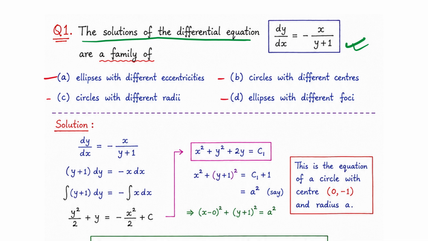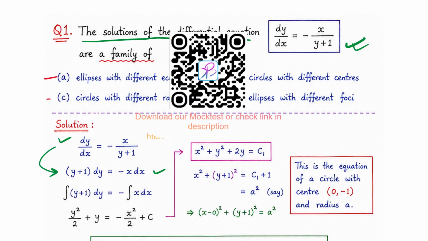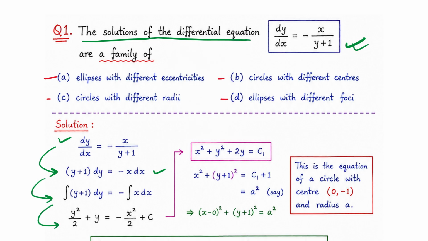At first, we'll write the differential equation. Then we will multiply by y plus 1 on both sides, and we get this step. And then we integrate the equation. After integrating, we get the integrated form along with a constant of integration, which if we rearrange, we'll get this equation. Now, if we add some constant and try to rearrange again, you get an equation something like this, which is an equation of a circle with the center at (0, -1) and radius a.